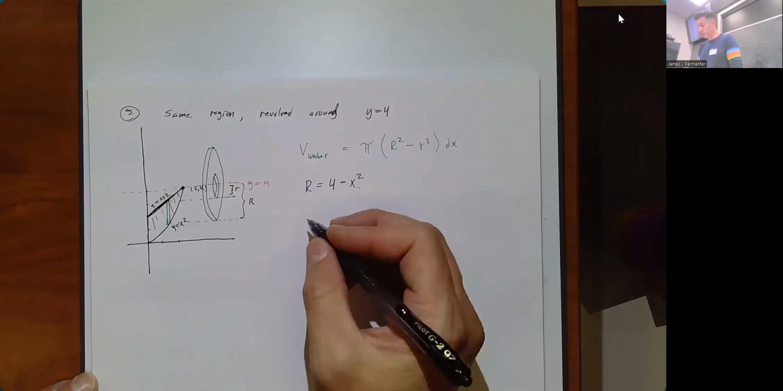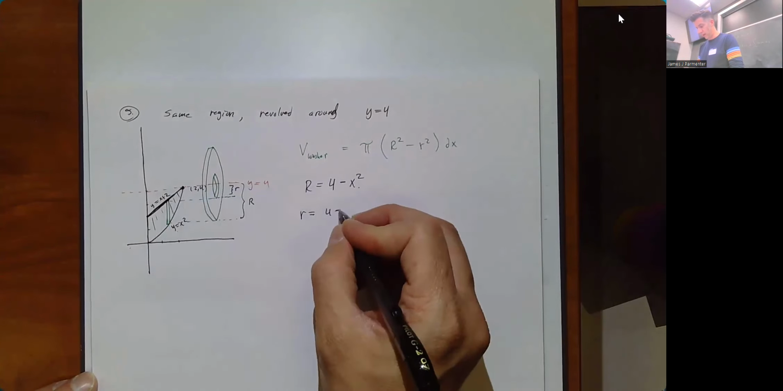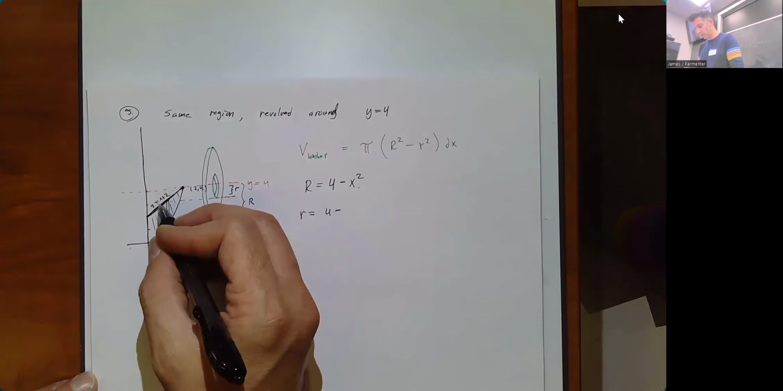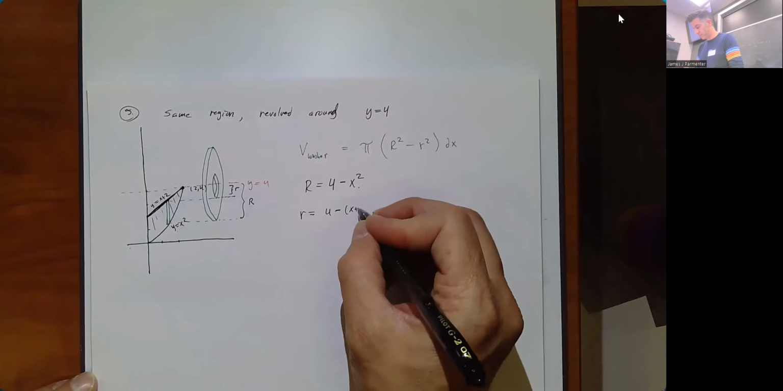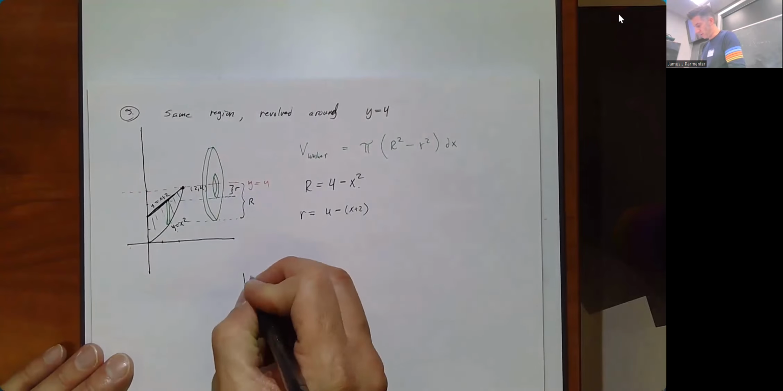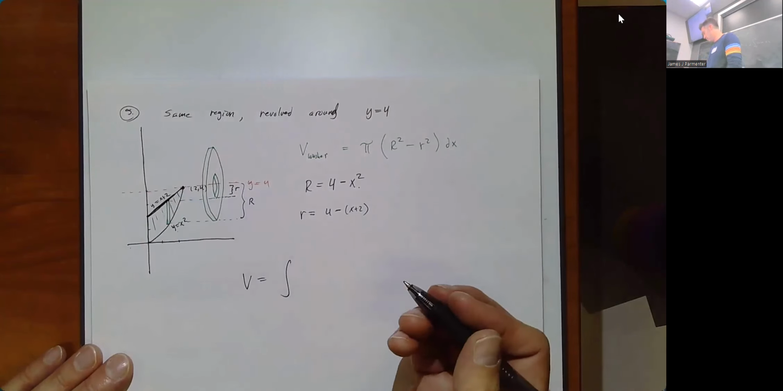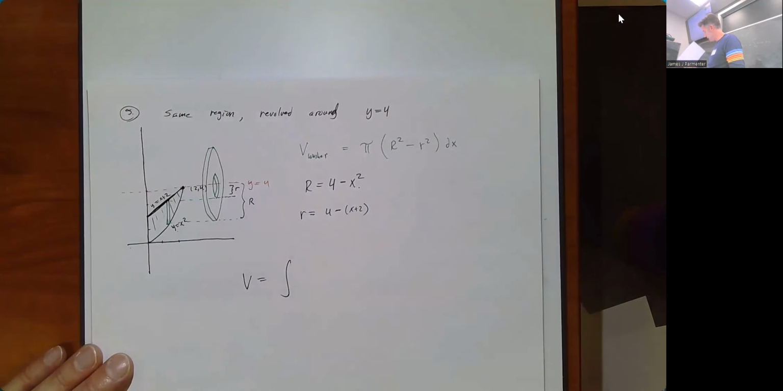In a similar way, the smaller radius is the axis of rotation minus the closer thing, which is the x plus 2. And now if we want to set up and not evaluate the integral, we definitely don't want to evaluate this integral. It's going to be terrible. The volume is going to be the integral still from 0 to 2, right? That didn't change from last time, right? It was from 0 to 2 last time. Yeah, it was. Okay, good.